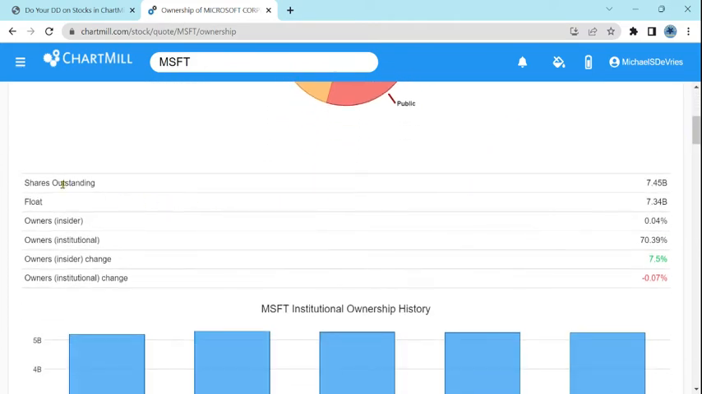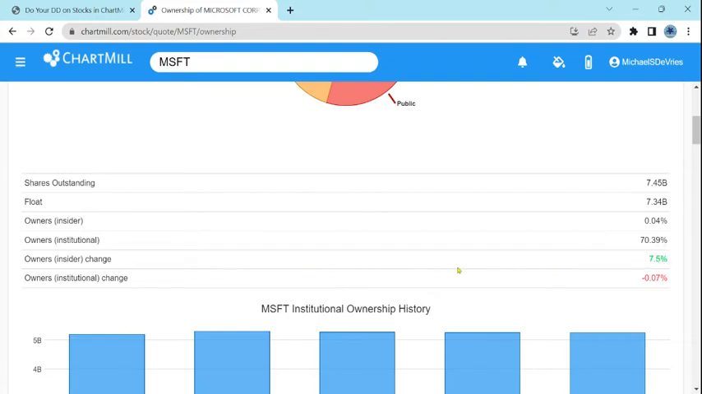So again, we can then see a table, shares outstanding. In this case, for Microsoft, we see 7.45 billion, the float 7.34 billion. If these numbers are vastly different and the float is much lower than the outstanding, there may be a risk of a potential offering, because they could always increase the float, or someone could sell to increase the float up to the amount outstanding. Also, we can see the insider ownership, 0.04% here, 70% institutional.